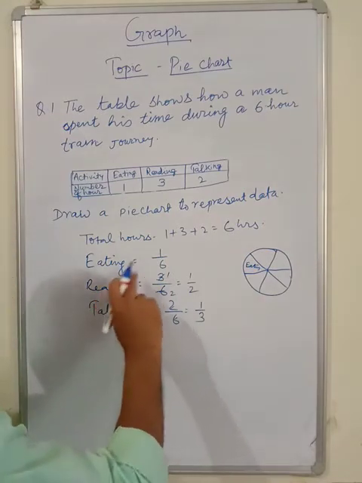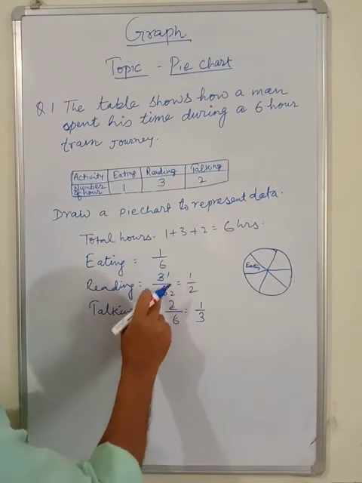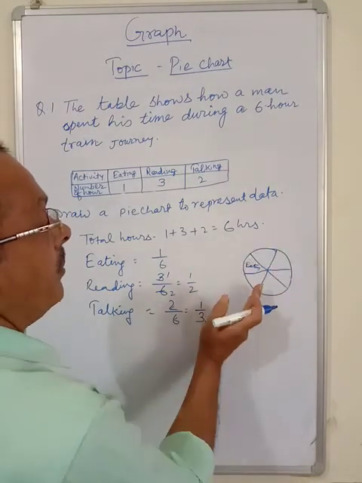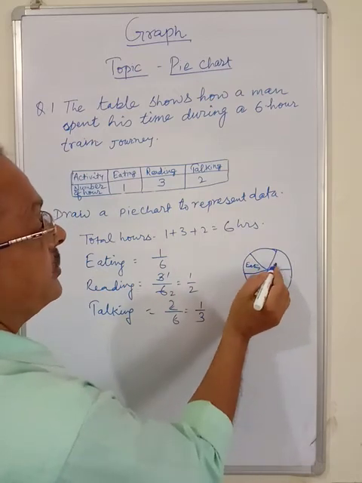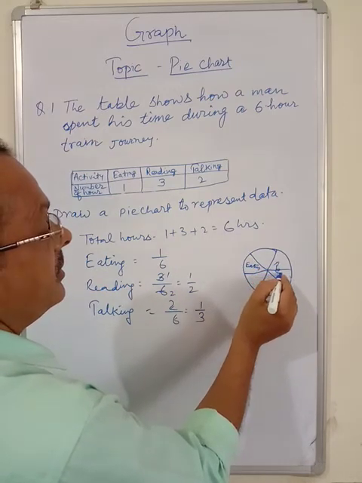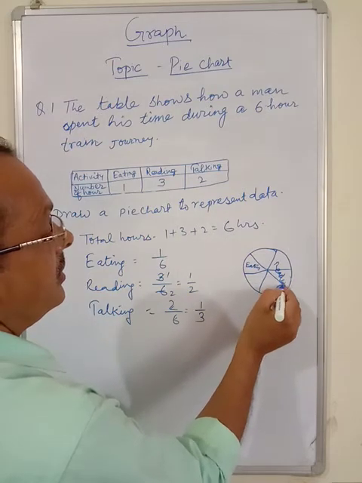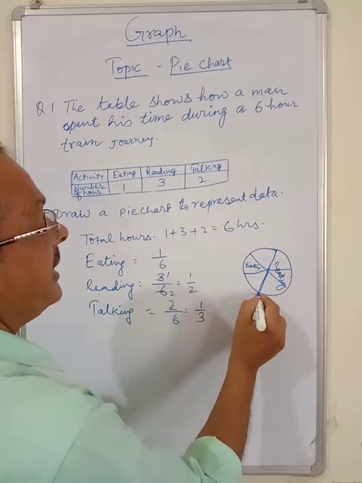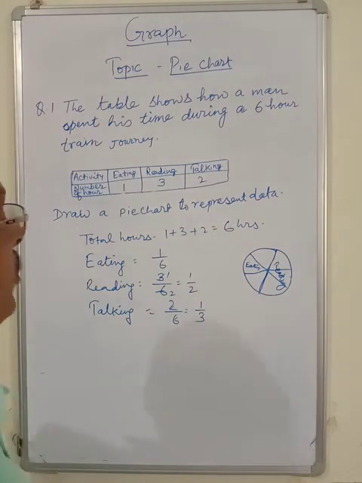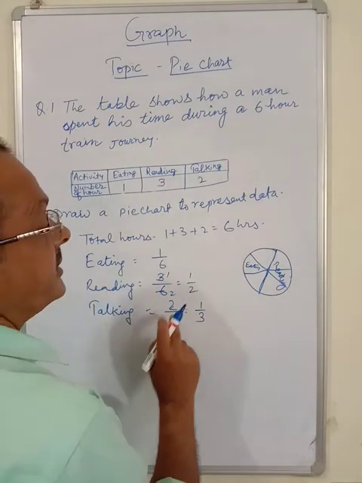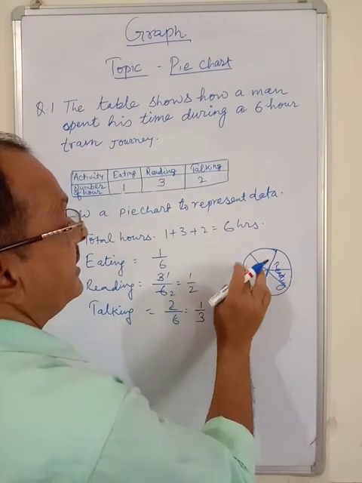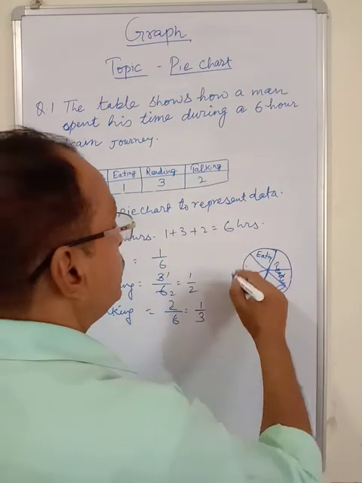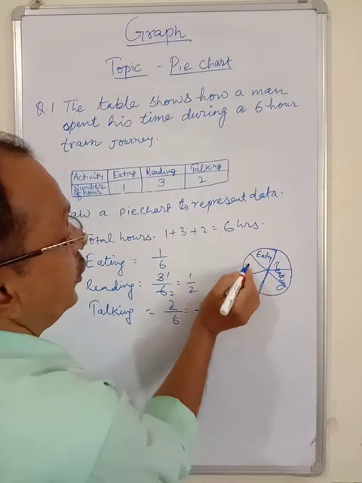Now reading, 3 by 6. Either you can take 3 parts, 1, 2, 3, or you can take half. So this side will be reading. This whole half part will be reading. Now how many parts are left? 2 parts. You can put one part eating, and these 2 parts you can write talking.